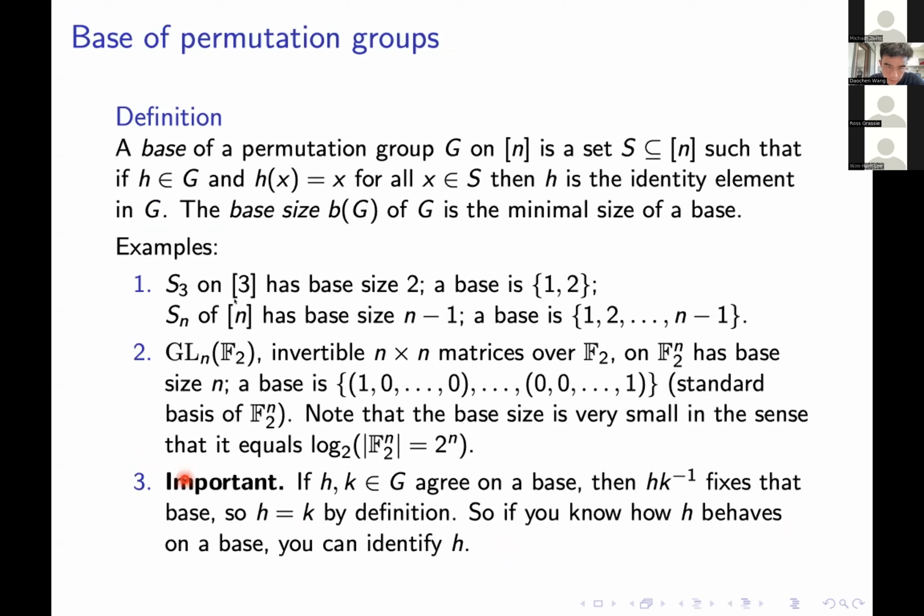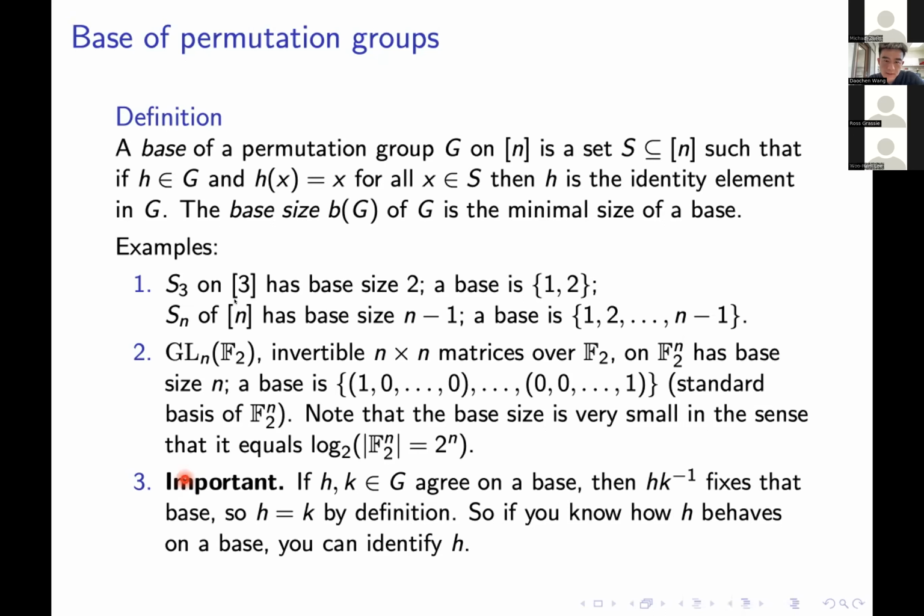To characterize how quantum speedups behave with respect to primitive permutation groups, we need to first talk about the notion of base of permutation groups. A base of a permutation group G on bracket n is a subset S of bracket n such that if H is in G and H of x is equal to x for all x in S, then H is the identity element in G. And the base size B of G is the minimal size of a base. So here are some examples. The first one is S3 on bracket 3. This has base size 2.